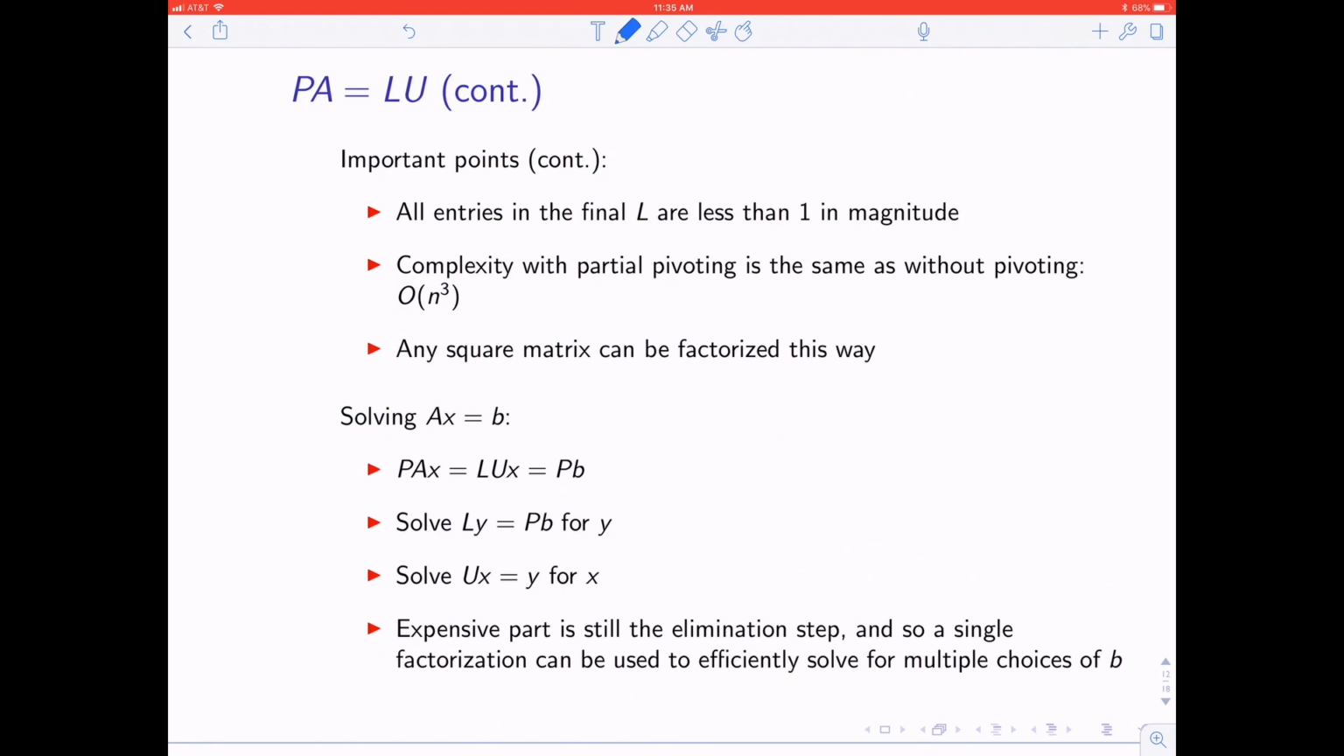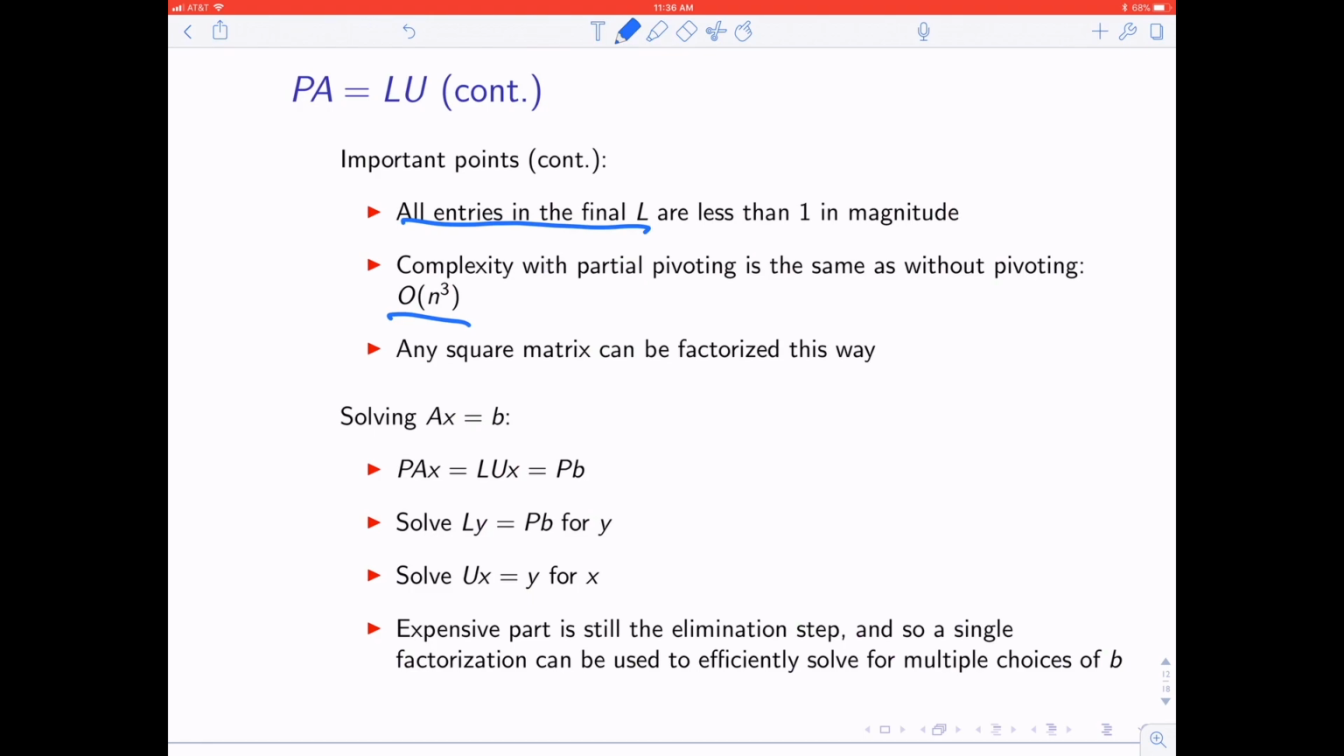So this is useful because all the entries in the final lower triangular matrix are less than 1 in magnitude. That's what we wanted. We didn't want to have to deal with these big multipliers. And it turns out that the complexity is the same as without this pivoting. It's order n cubed overall, and any square matrix can be factorized this way, any square matrix.